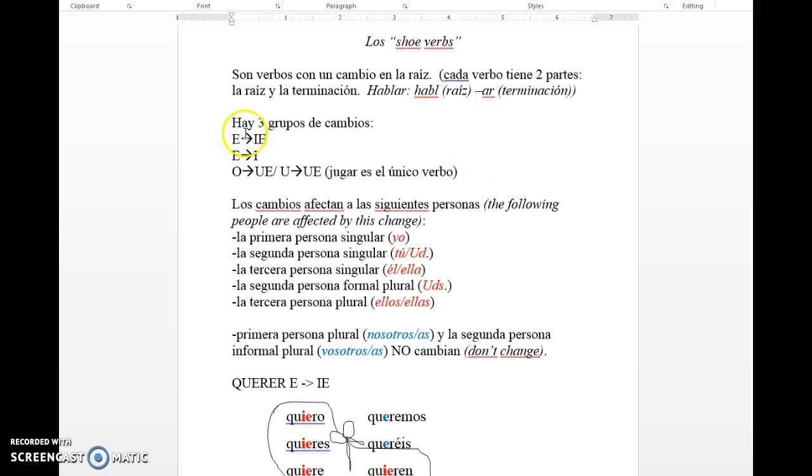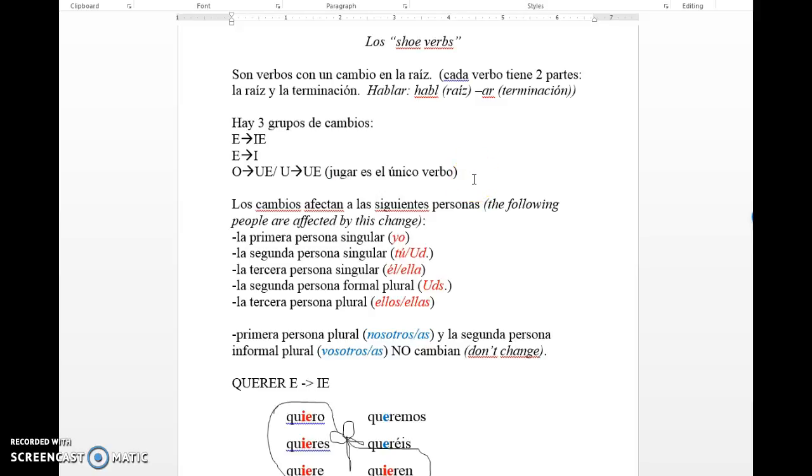Hay tres grupos de cambios. Hay un grupo que es E a IE. Hay un grupo E a I. Hay un grupo O a UE, pero también U a UE, donde jugar es el único verbo aquí.